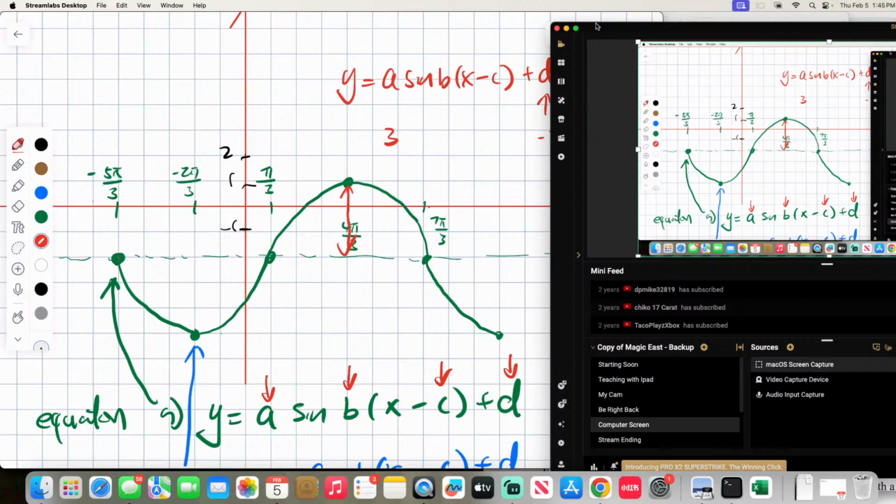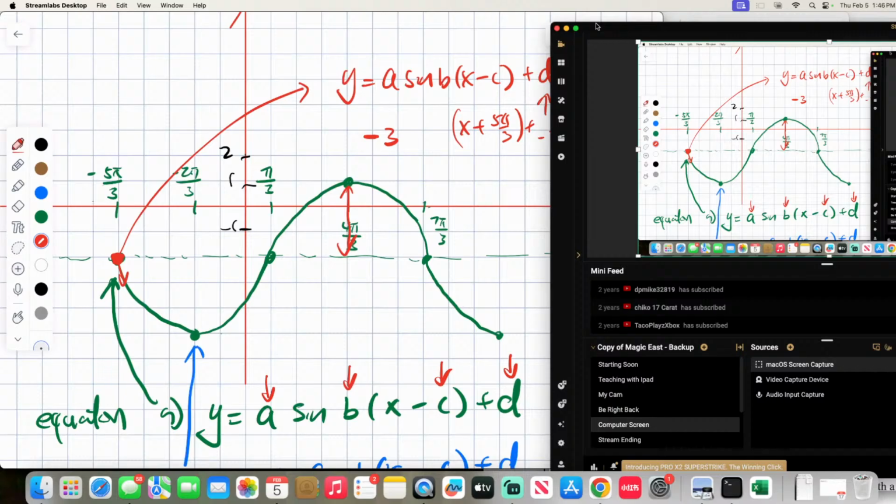Now, since we're using this point right here, and the 3 in this case is going down, I can use -3. So I'm going to start with this point right here. I'm going to say that's -3 because it's a midline going down. Is that okay? What will be the C? C is going to be what? x plus 5 pi over 3. Does that make sense?